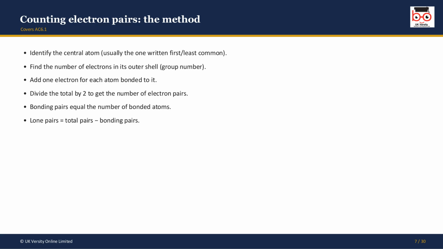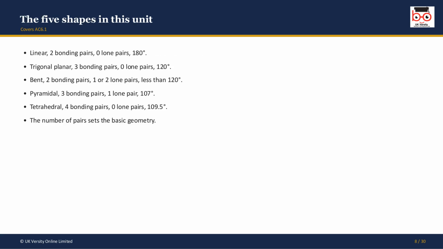Let's set out the method for counting electron pairs. First, identify the central atom, usually the one written first, or the least common one. Find how many electrons are in its outer shell, which is its group number. Add one electron for each atom bonded to it. Then divide the total by 2 to get the number of electron pairs. The bonding pairs equal the number of bonded atoms, and the lone pairs are simply the total pairs minus the bonding pairs. There are 5 shapes to know in this unit.